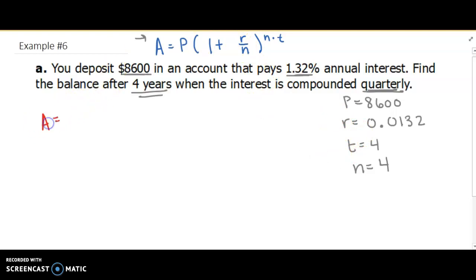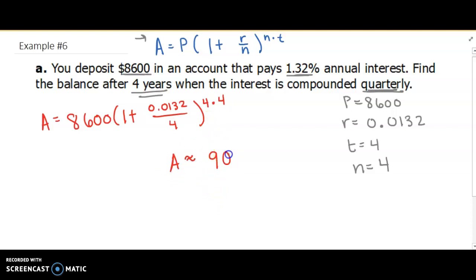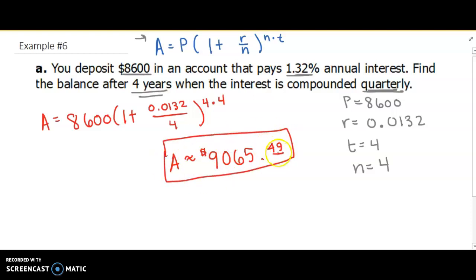So A equals 8600 times 1 plus my R, which is 0.0132, over N, which is 4, to the N, which is 4, times 4 years. If I put that all into my calculator, I would get my A is roughly $9,065.49. Because this is in dollars, don't go out 8 decimal places. Just 2 for cents is fine.